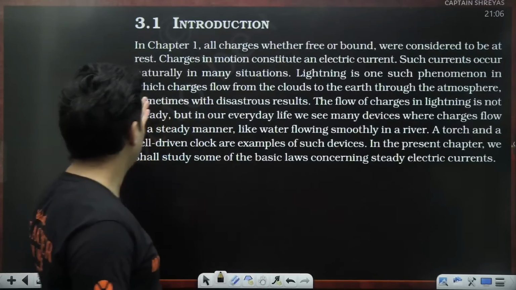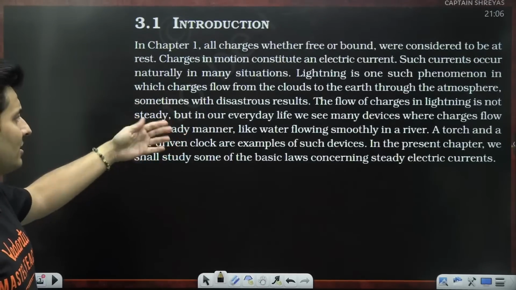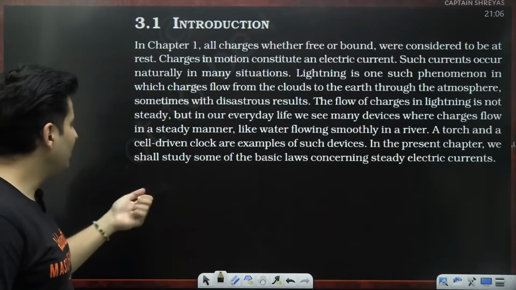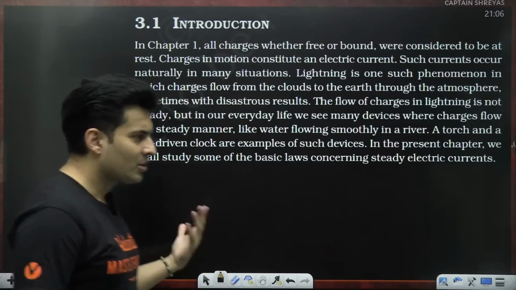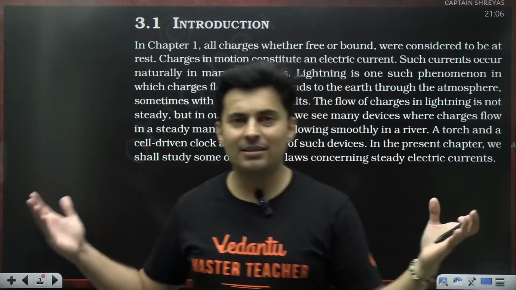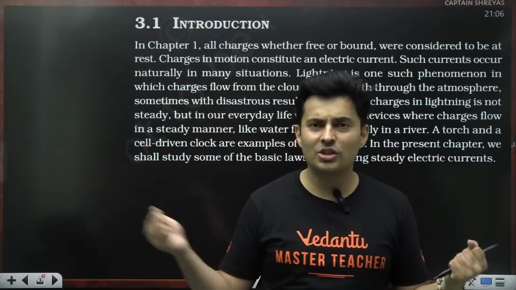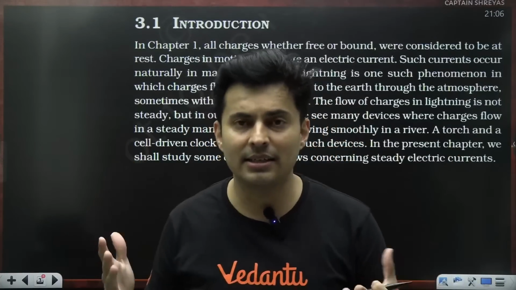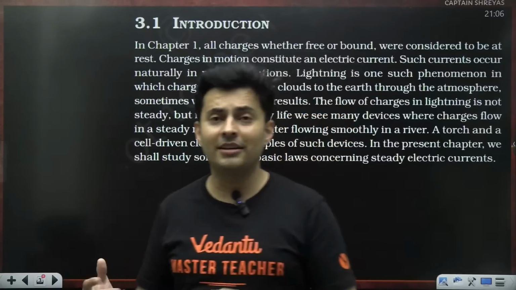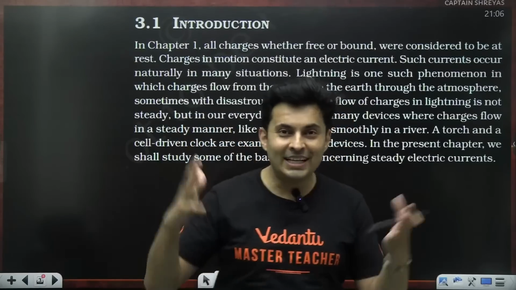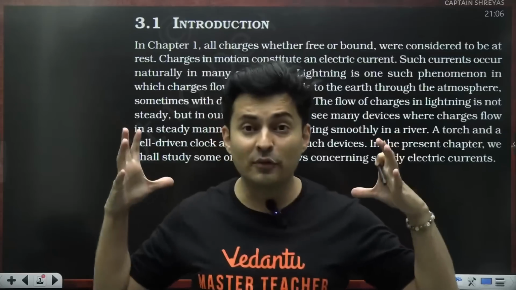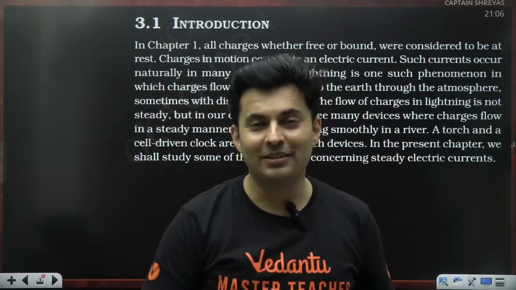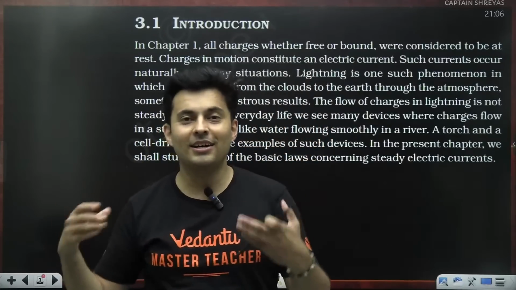They talk about natural situations like lightning, as well as an artificial man-made situation like a torch. So if you talk about your fans, your AC, your light, your torch, your computer, your mobile, all of them work on the principle of current electricity, and a naturally occurring phenomenon is lightning. When lightning occurs, current, basically flow of charges, happens from the clouds to the earth. So that is naturally occurring current.